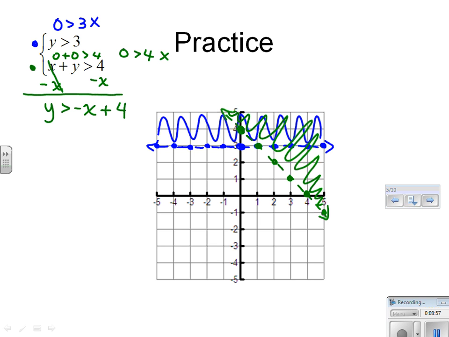Okay, now I'm not done yet because I need to identify where the solutions are, where is the overlap. So I look for where both blue and green are shaded, and that's up here. So this entire section that I'm shading in black is where all of the solutions are. So numbers like 3, 4, or 4, 5, anything in the black area would be a solution to this system.